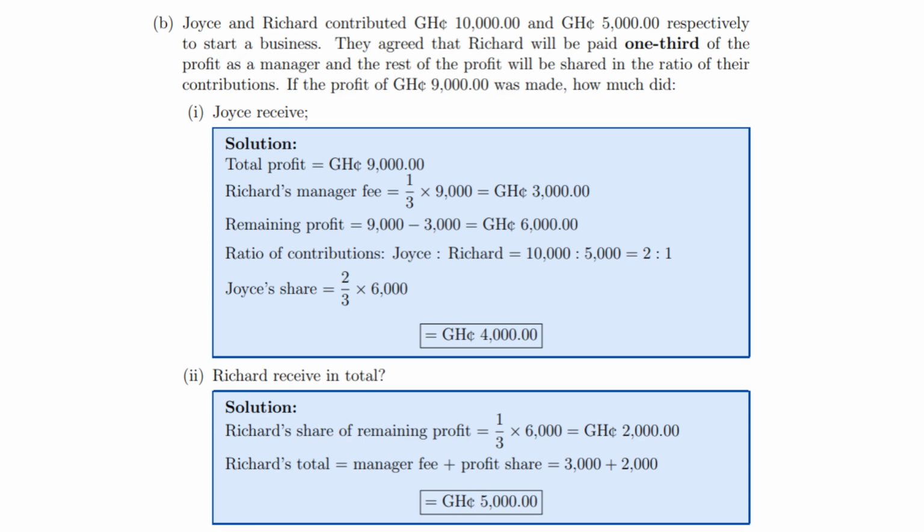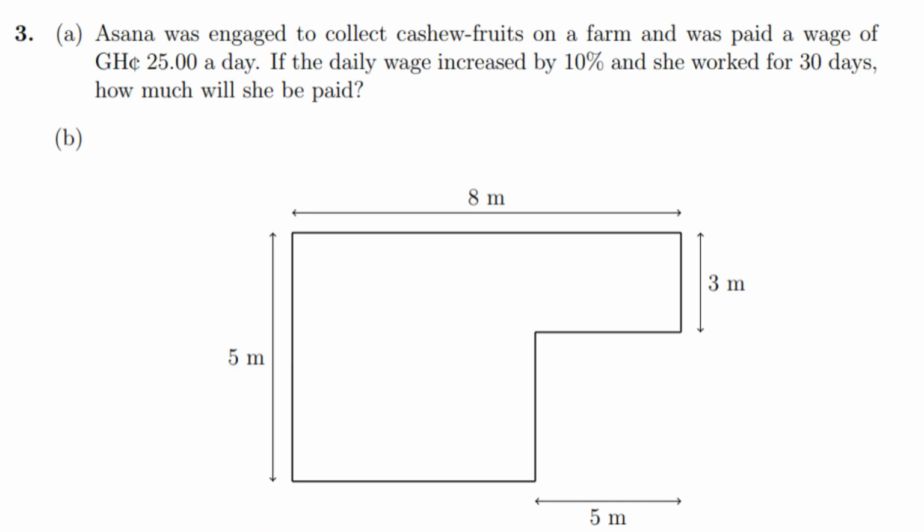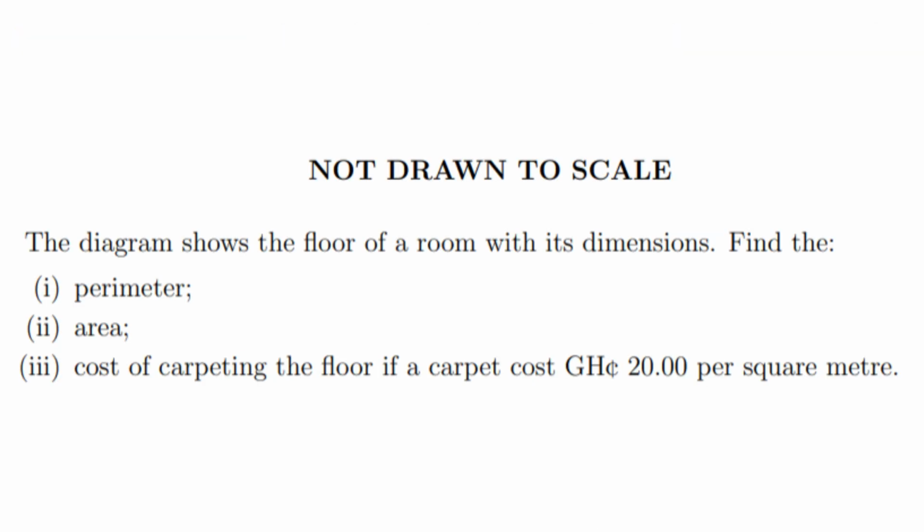So let's take question number 3. Question 3. Asana was engaged to collect cashew fruit on a farm and was paid a wage of 25 cedis a day. If the daily wage increased by 10% and she worked for 30 days, how much will she be paid? And for 3B, you have a diagram over here, and the diagram is not drawn to scale. The diagram shows the floor of a room with its dimensions. Find the perimeter, the area, and the cost of carpeting the floor, if the carpet costs 20 Ghana cedis per square meter.